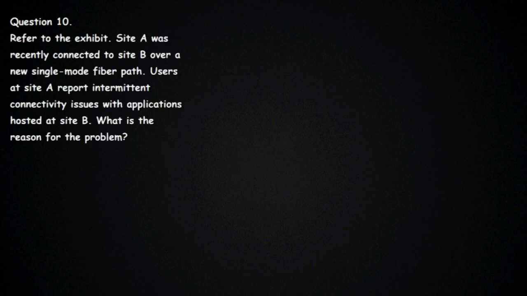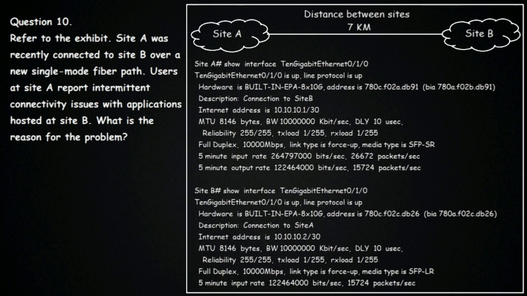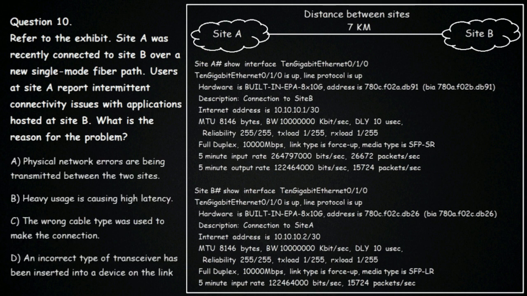Question 10. Refer to the exhibit. Site A was recently connected to Site B over a new single-mode fiber path. Users at Site A report intermittent connectivity issues with applications hosted at Site B. What is the reason for the problem? Options. Correct answer is D.